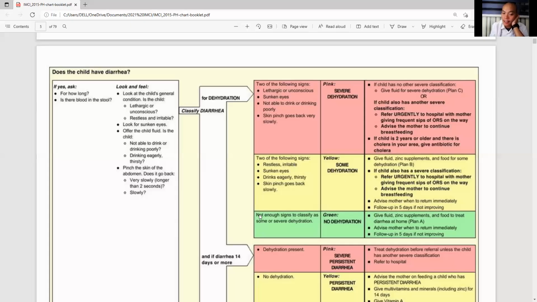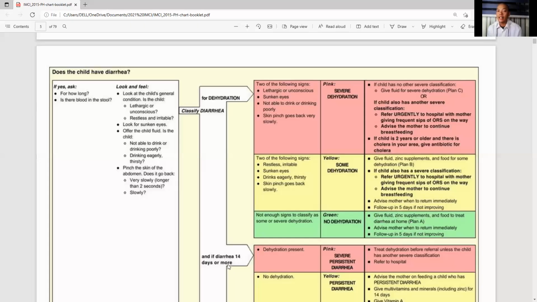But if there are not enough signs to classify as severe dehydration or some dehydration, we classify it as no dehydration, but still we have some treatment because the patient has diarrhea. We still have diarrhea, but there is no dehydration. We give fluids to rehydrate. Zinc supplements suppress or stop the bacterial or viral infection. And food to treat diarrhea at home, bananas, for example. Advise mother when to return immediately, follow up in 5 days. That is just for your classification of dehydration.